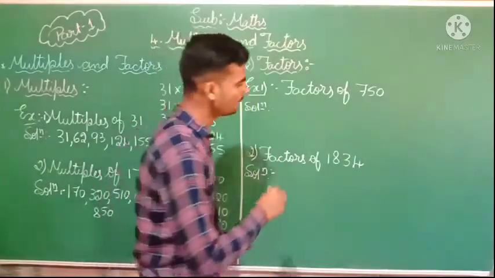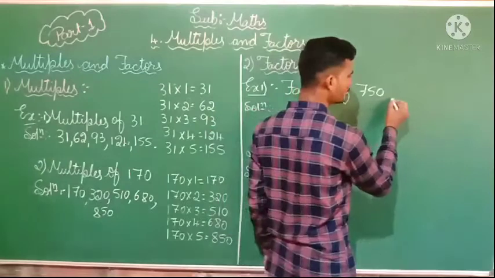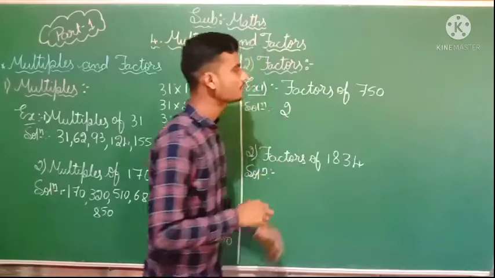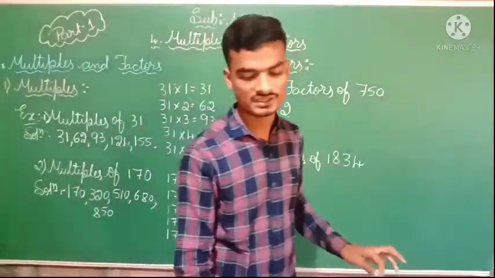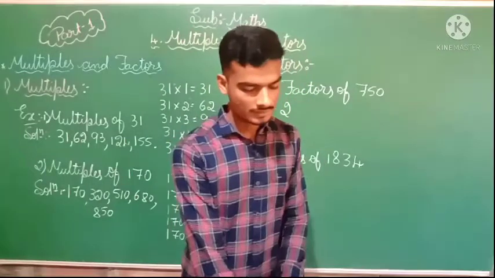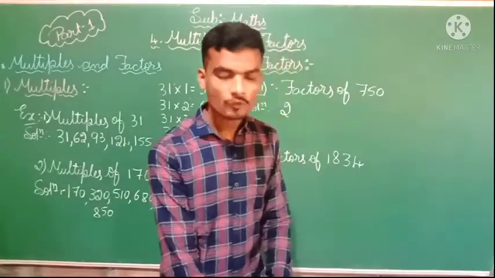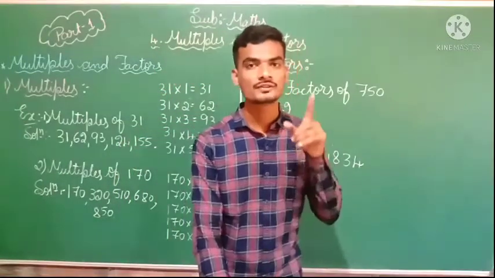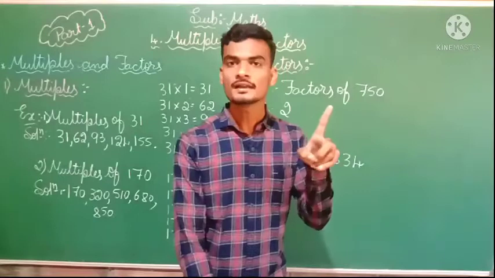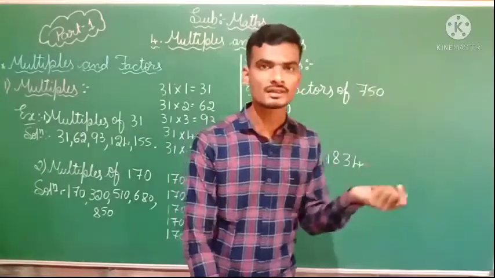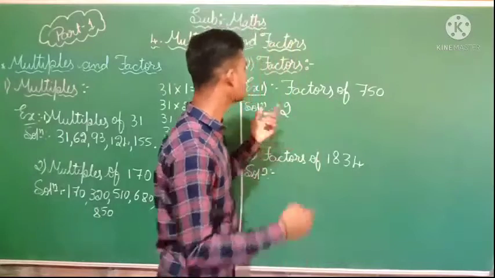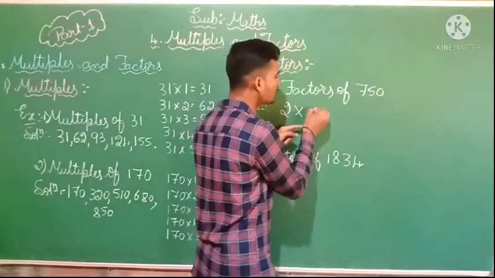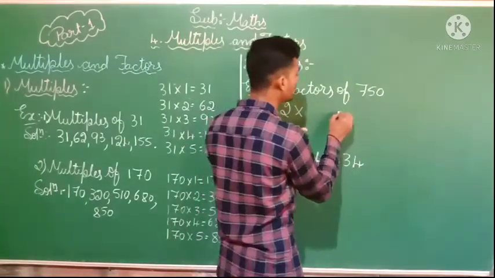See here, 750, now you want to divide. First, you take the number 2. We should not take 1 and the number itself because they have mentioned in the main: write down 3 factors for each of the following except 1 and the number itself. They have said we should not write 1 and the number itself. We have to write numbers other than those. So after 1 we will find 2, is it? Then 2 into what should we write to get 750?